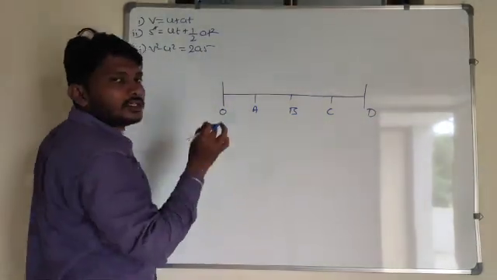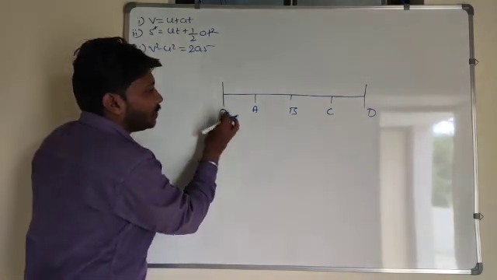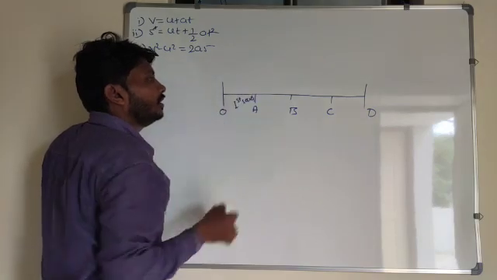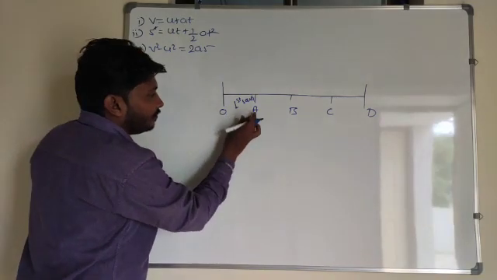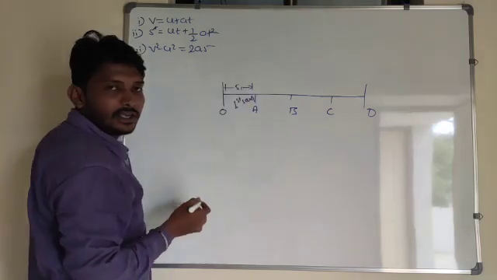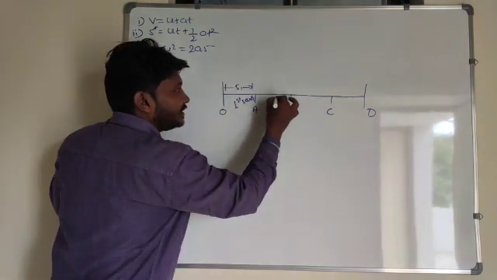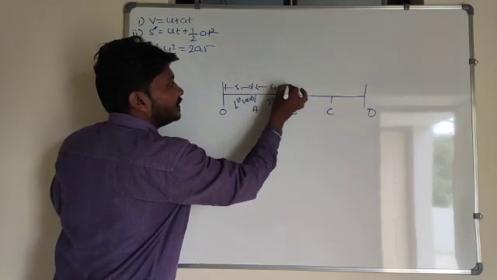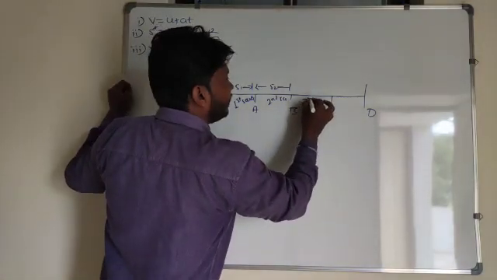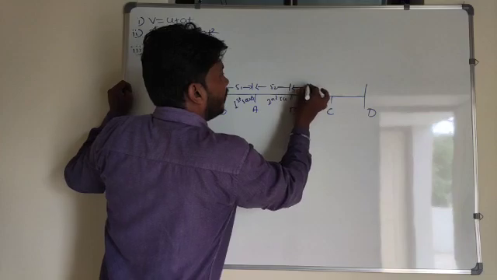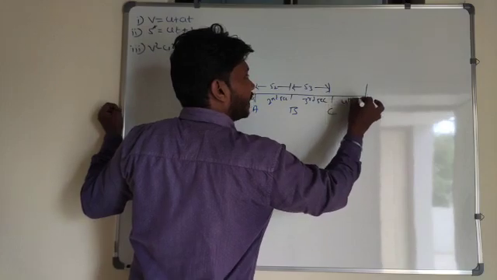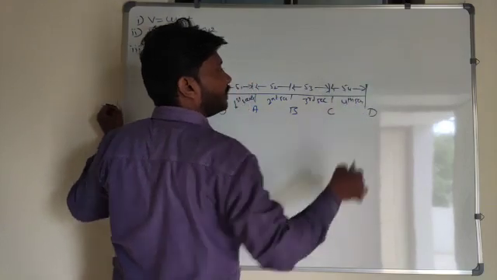So for example, the object is moving from point O to point A. In the first second, that object covers a distance S1. From A to B, in the second second, it travels a distance S2. In the third second, it travels a distance of S3. Similarly, in the fourth second, it travels a distance of S4.